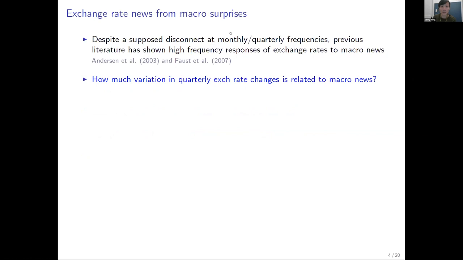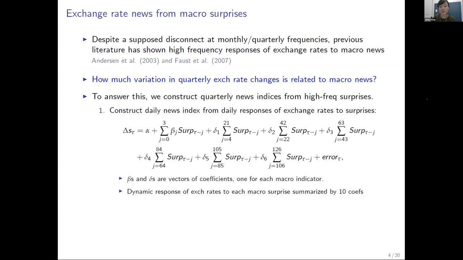For the exchange rate news specifically, we are showing that in the literature, despite a supposed disconnect at monthly and quarterly frequencies, there is previous literature showing high frequency responses of exchange rates to macro news. And in this paper, we're trying to see how much variation in quarterly exchange rate changes can also be related to this macro news. So to do this, we construct quarterly news indices using high frequency surprises.